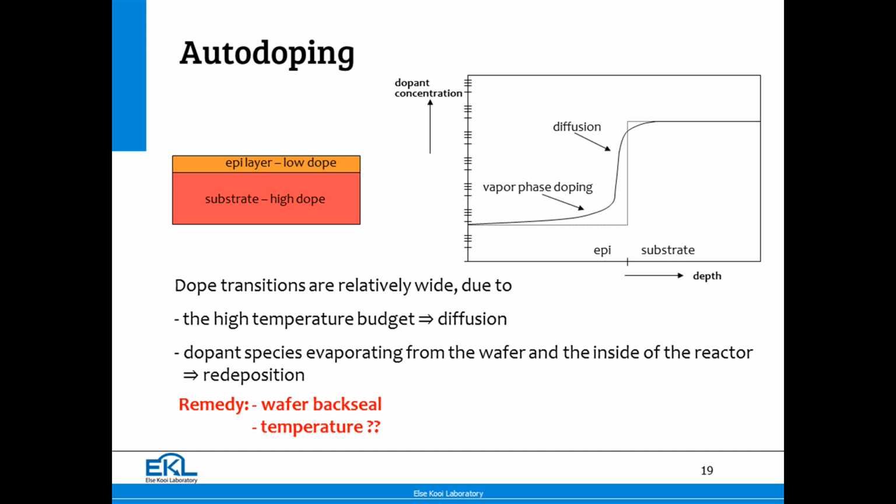Can we do something about it? Well, this part is easy, of course. That's very simple. That is just a temperature budget. This part is a lot more difficult. Of course, we can backseal the wafer to make sure that no dopants are evaporating from the backside of the wafer, and it helps, and it is done if it's necessary.